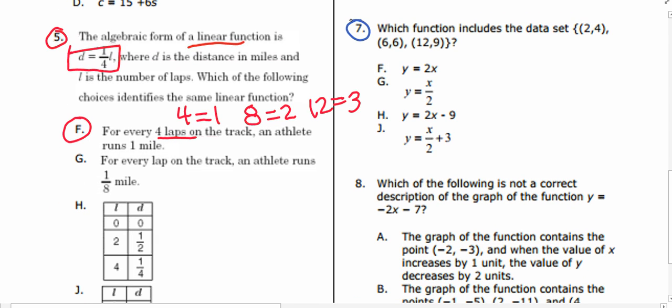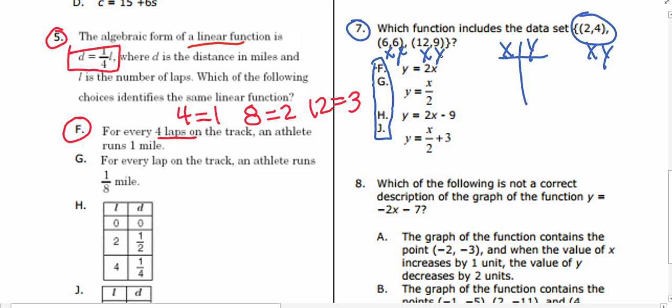Number 7 has 4 equations, F through J. Each one of them is different, and we're looking for the data set. So if you wanted to make a little table, you could. You have X's and Y's, and I'm just going to pull these off the list here. We have 2, 4. So we have an X value and a Y value. We have 6, 6. We have 12, 9, an X and a Y. So we just list those out in table form like this. Might be helpful. 6 is matched up with 6, and 12 is matched up with 9.